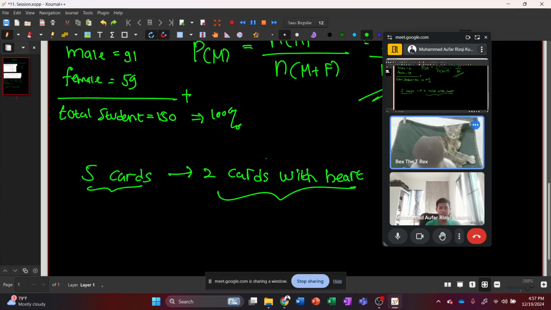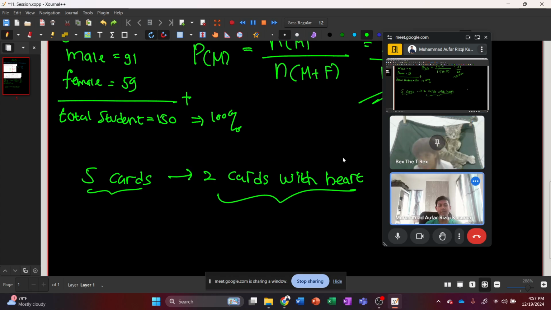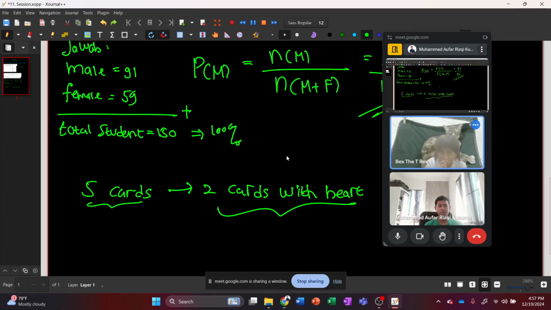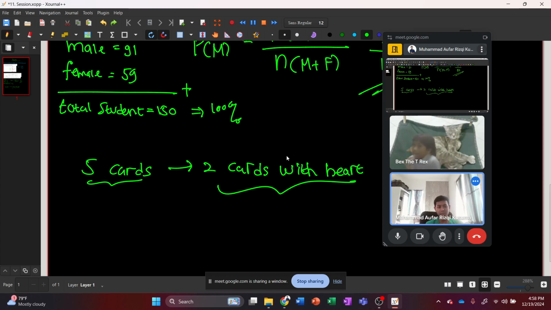Based on the hint that I have been giving you, it will be 2 divided by 5, which is 40%, right? Yeah, 2 over 5 is 40% if you convert it into a percentage.